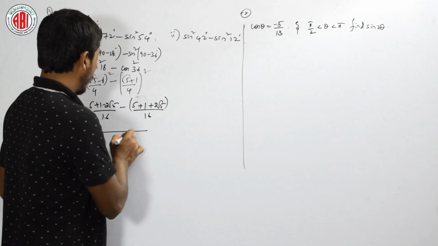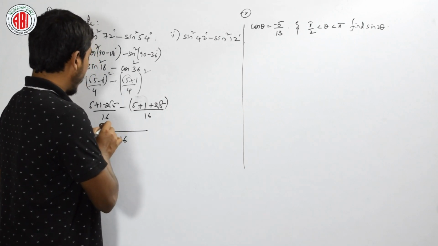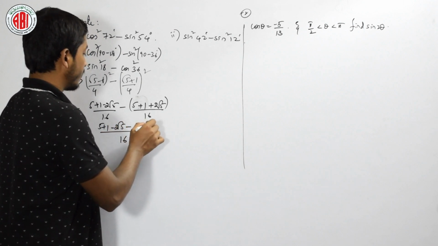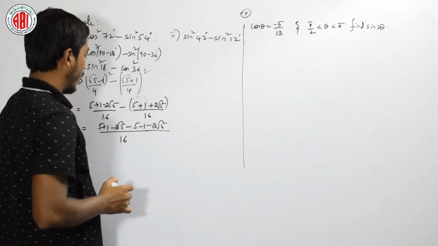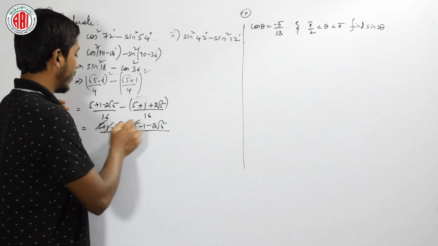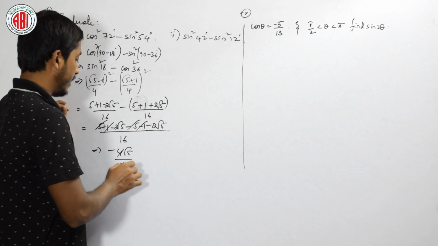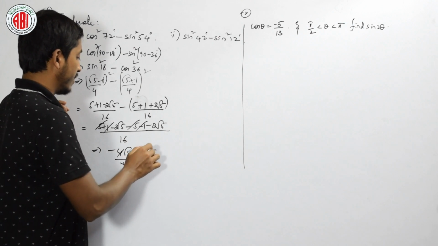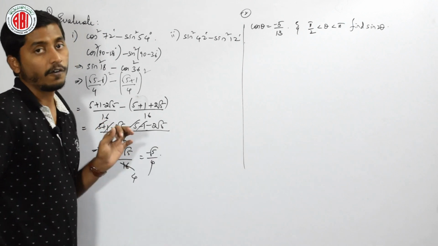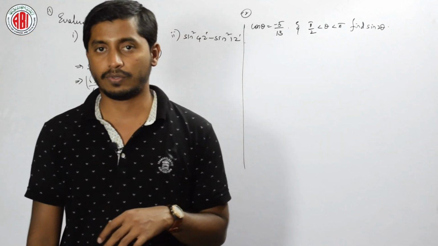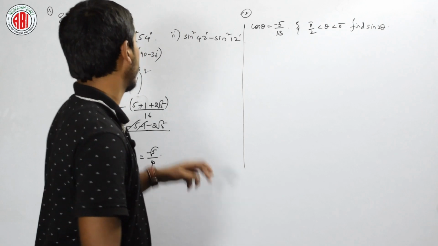It will become whole divided by 16, 5 plus 1 minus 2 root 5 minus 5 minus 1 minus 2 root 5. Okay. It will become minus 5 minus 1 get cancelled. It will become minus 4 root 5 by 16, which is nothing but minus root 5 by 4. Okay. Is it clear? Those are the values. Okay. Now let us go on to the next problem.